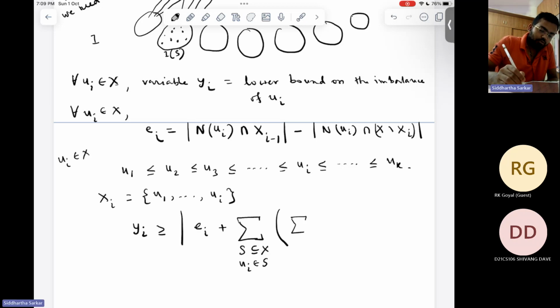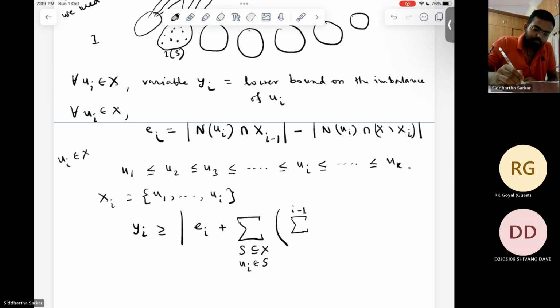This is all in the book. If you go to the book, page number 138, in chapter 6, integer linear programming, as a miscellaneous chapter, section 6.2, page 138, you will get to see.